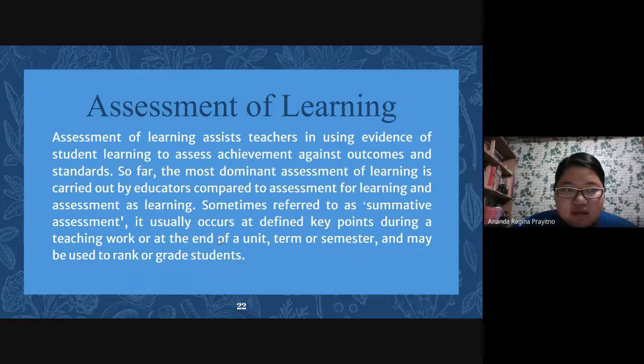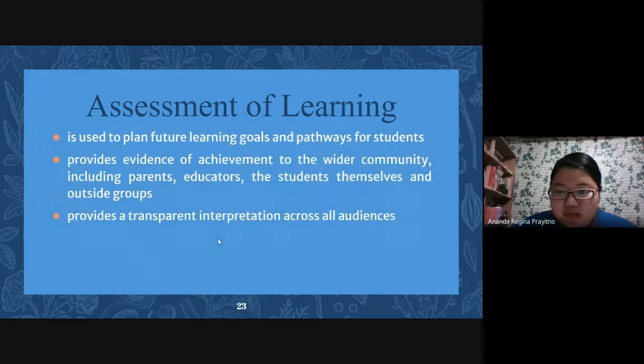Next, this is the brief description. Assessment of learning is used to plan future learning goals and pathways for students, and provides evidence of achievement to the wider community, including parents, educators, the students themselves, and outside groups. Assessment of learning provides a transparent interpretation across all audiences.